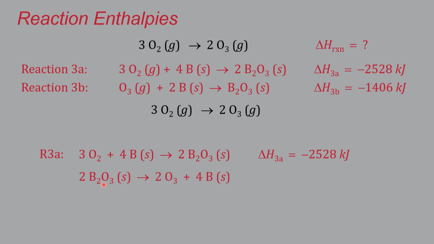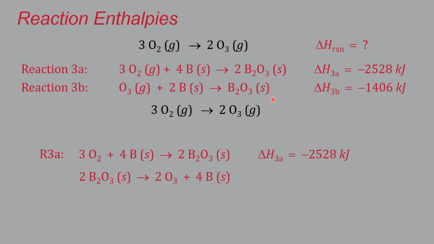So now I've got 2 B2O3s. I'm making 2 moles of ozone, and I've got 4 moles of boron as well. Now, what's delta H for this reaction? Well, it is not negative 1406 kilojoules, because we have doubled it and we've also flipped it.